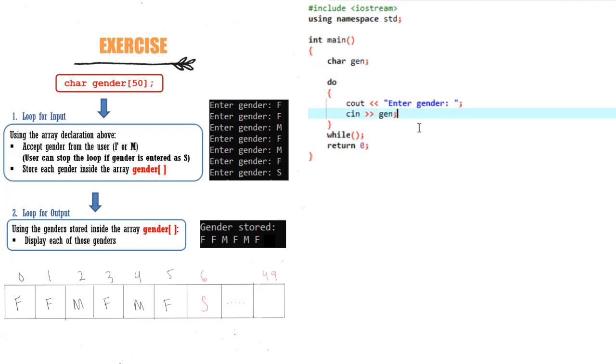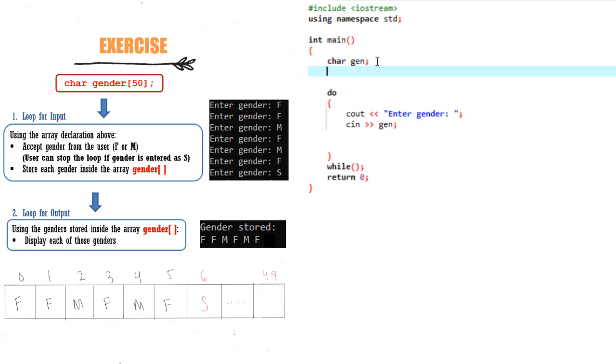So what do you want to do with this gen? You want to store it inside an array. The array is called gender, and this is how you're going to declare it. So char gender, and then you should specify the size. Since we don't know when the input will stop, or how many inputs you want to get, it's up to you the size that you want to put in.